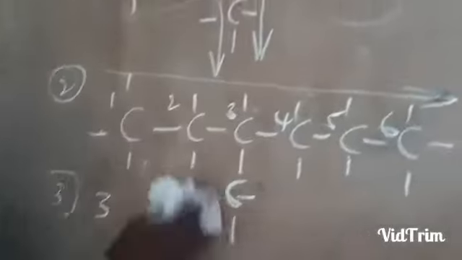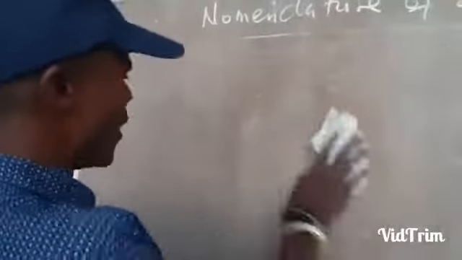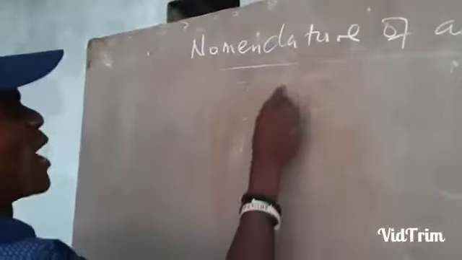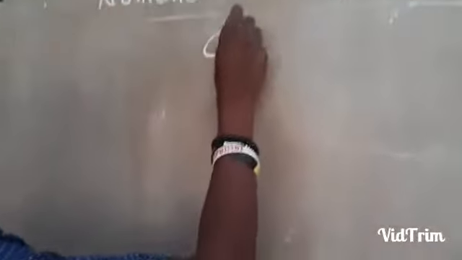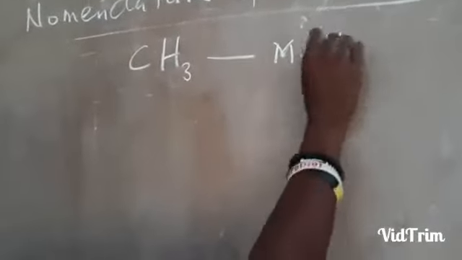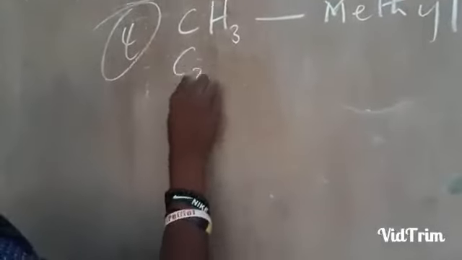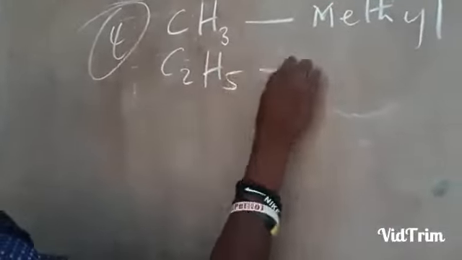From rule number 3, it takes us to rule number 4. Rule number 4 is now dealing with the branches. How are branches named? Anytime you have one carbon atom with 3 hydrogen atoms on the branch, the name becomes methyl. We are looking at rule number 4. Anytime you see 2 carbon atoms with 5 hydrogen atoms, the name becomes ethyl.